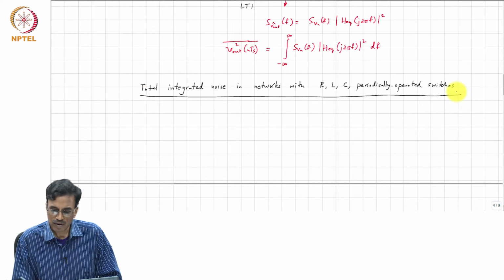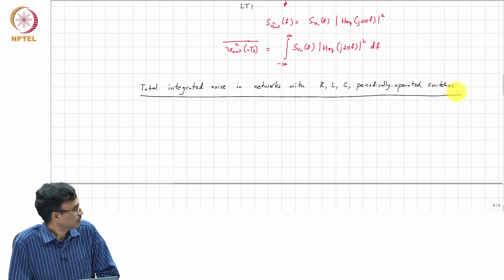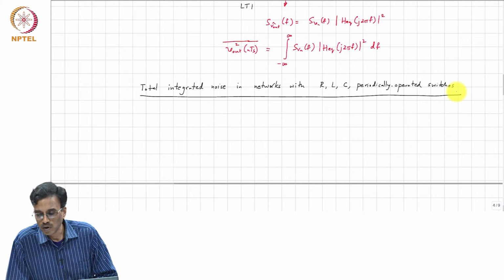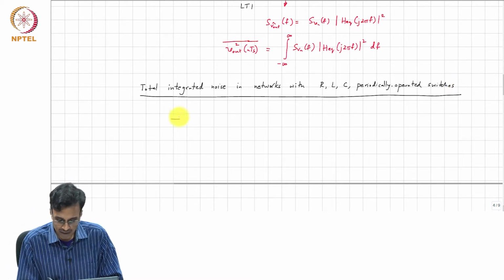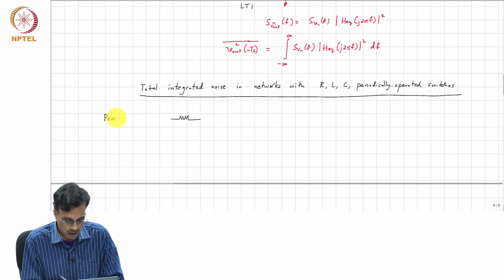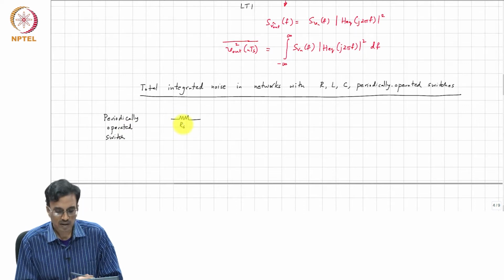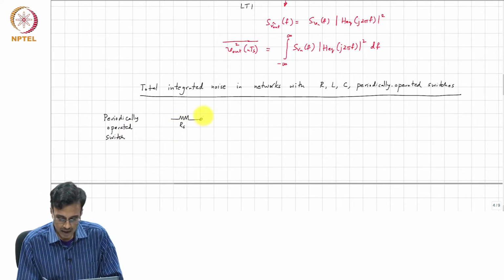Okay. Earlier we have seen the total integrated noise in networks with only R, L and C, right. Now, we also add periodically operated switches. So, remember that every periodically operated switch in practice basically can be thought of as having some series resistance and an ideal switch.